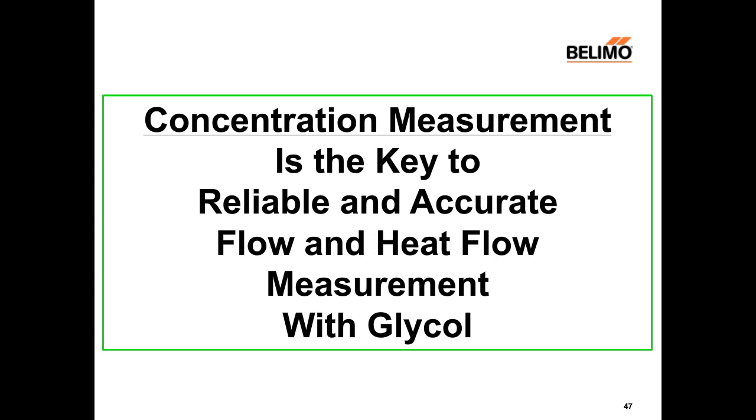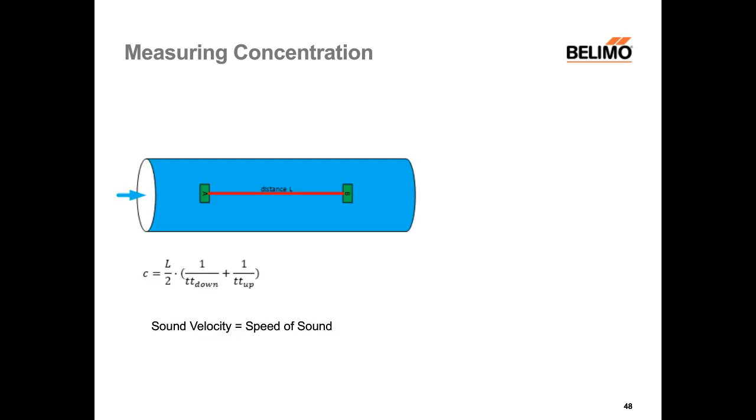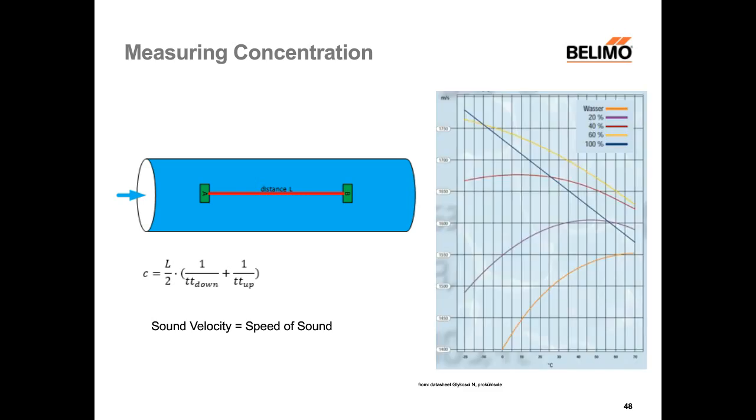Now, how do we measure the concentration? This is something unique to Belimo flow sensors. We also have a patent on this, so I'm not going too much into details. But I explained before how we can also retrieve the speed of sound from the measured transit times. Now, the speed of sound and the temperature can be used to determine the concentration of the glycol in the system.